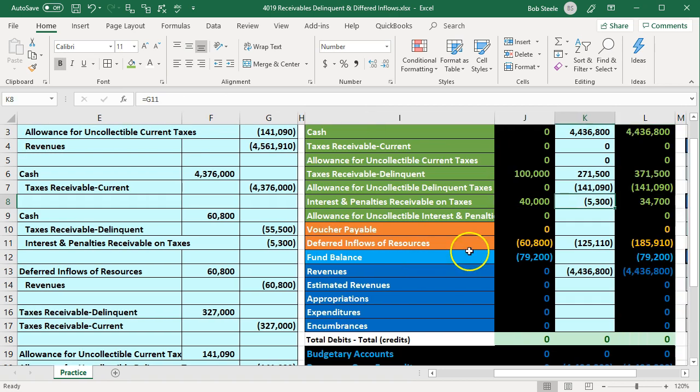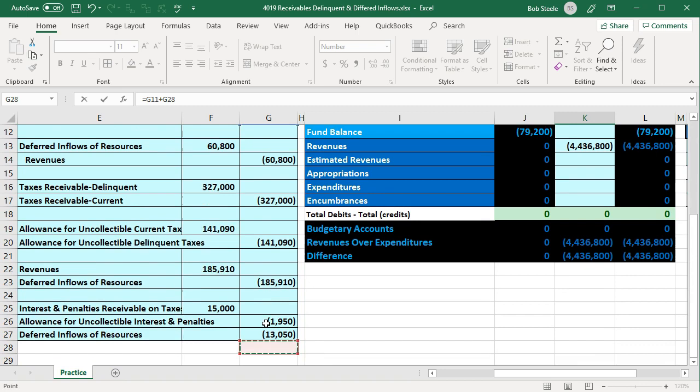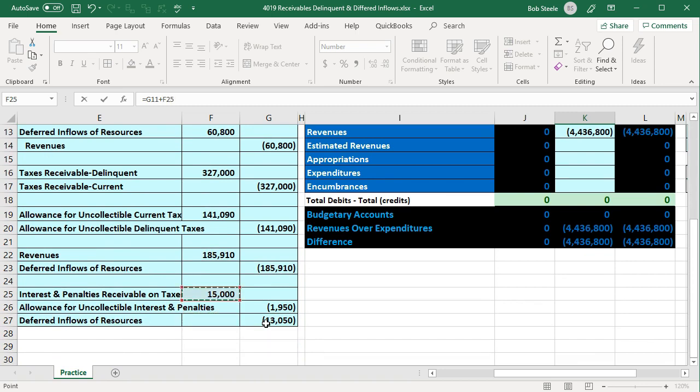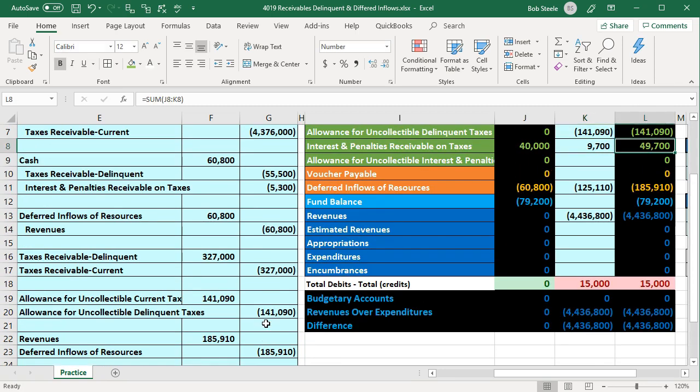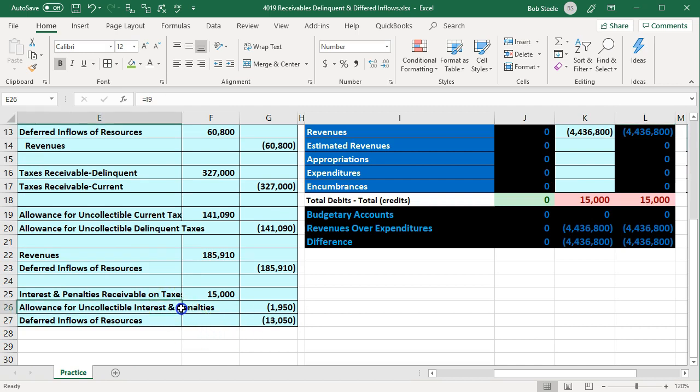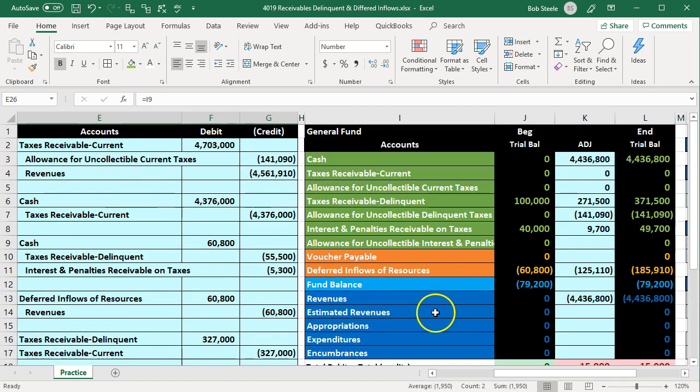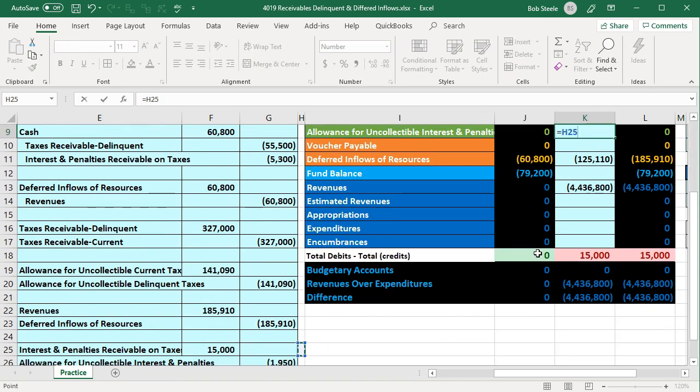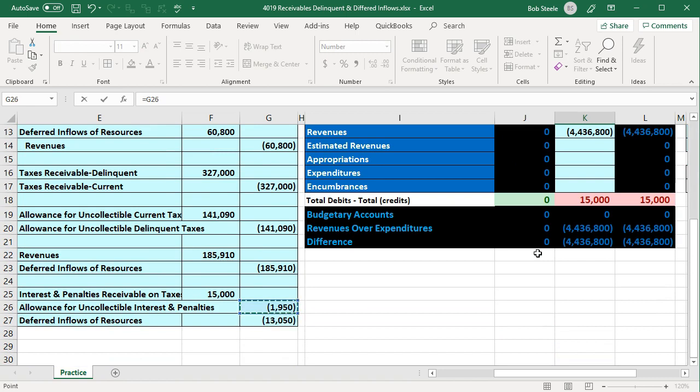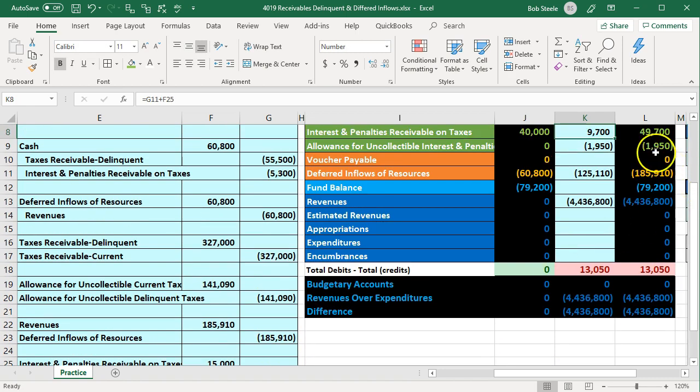So if we post this out then, we're going to go to the interest. So we're in K8, something's in it. We'll double click on it, go to the end of it, plus, put the cursor back down, and I'm going to go down to the 15,000. So that increases the receivable. The other side then, we're going to put on the allowance. So right underneath it in the allowance account, in K9, I'm going to say equals. Scroll back down. We'll pick up the 13,650. So that increases the allowance.